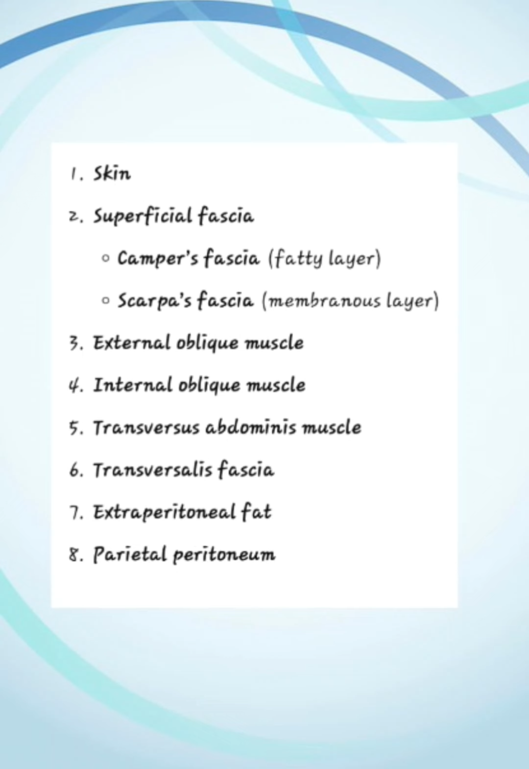The skin is the outer protective layer. Coming to the superficial fascia, we have Camper's fascia and Scarpa's fascia. Camper's fascia is the superficial layer which consists of fat, also known as the fatty layer. Scarpa's fascia is the membranous layer, the deep part of the superficial fascia.